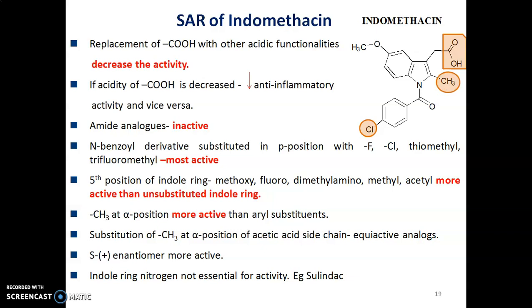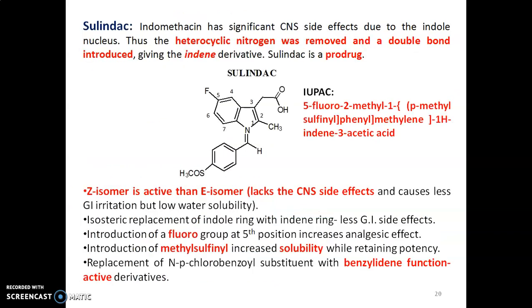Fifth position of indole ring contains methoxy, fluoro, dimethylamino, acetyl or methyl are more active than unsubstituted indole rings. The CH3 at alpha position is more active than aryl substituents. S-enantiomer of indomethacin is more active. Indole ring nitrogen, it is not essential for activity that is indicated in sulindac.